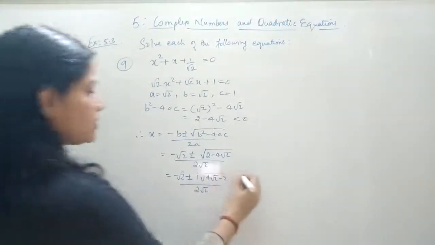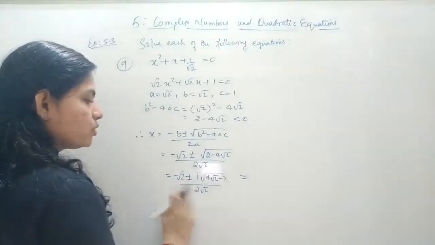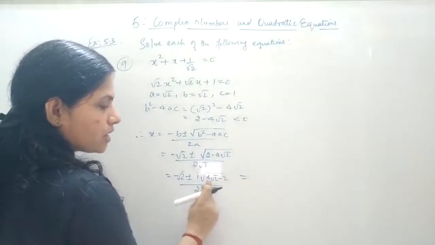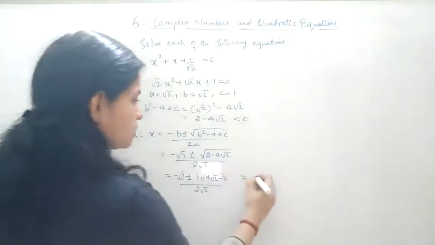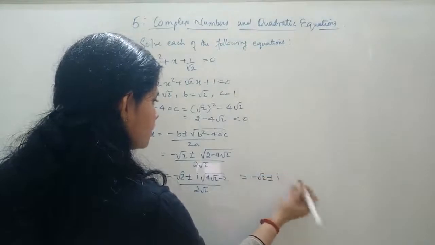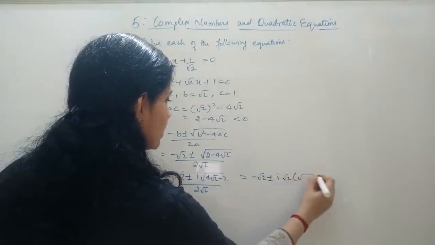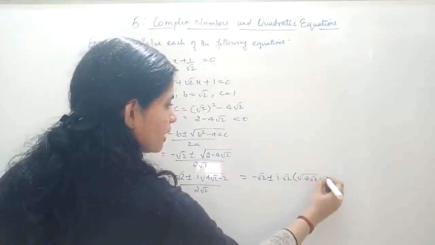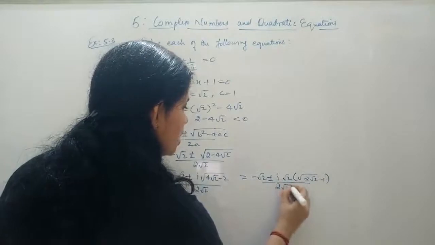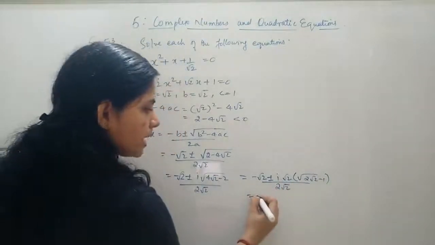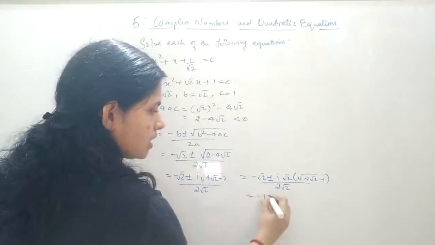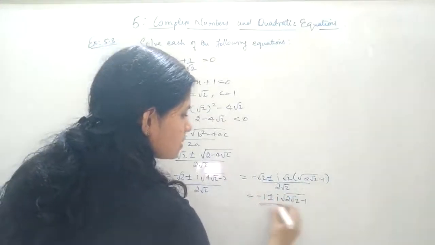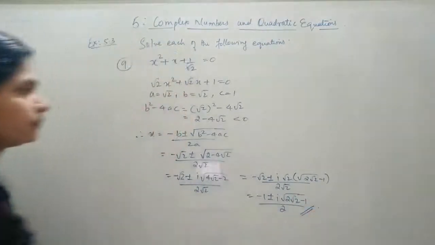Okay, now what we will do is, see, here you have root 2, here you have root 2, from this one also you can take out. If you are taking out root 2 from these terms, you will get minus root 2 plus or minus I into root 2 into the remaining term, which will be left with 2 here and 1 here. So it is 2 root 2 minus 1 divided by 2 root 2. Now you can cancel throughout that root 2, so that it will become minus 1 plus or minus I into root of 2 root 2 minus 1 divided by 2. Okay.